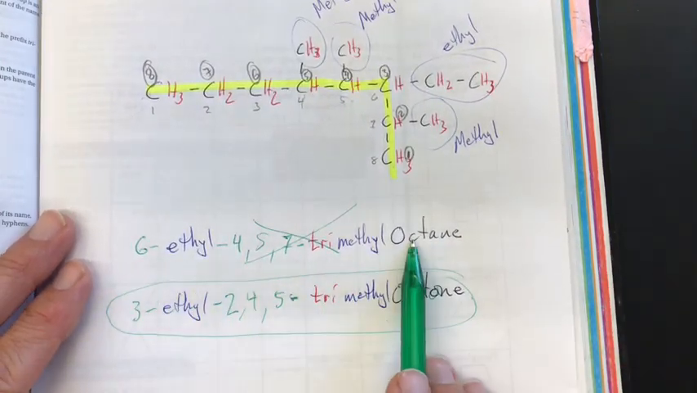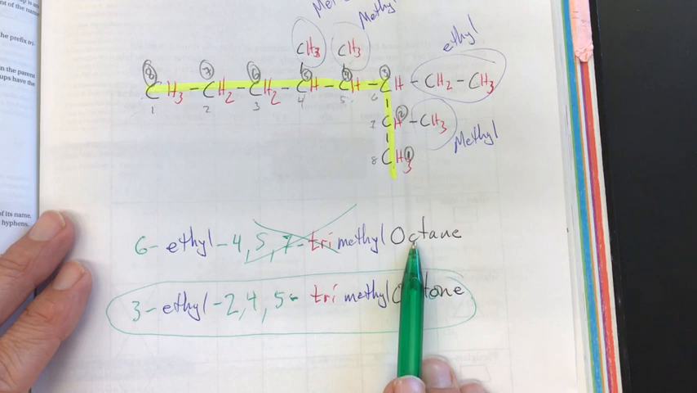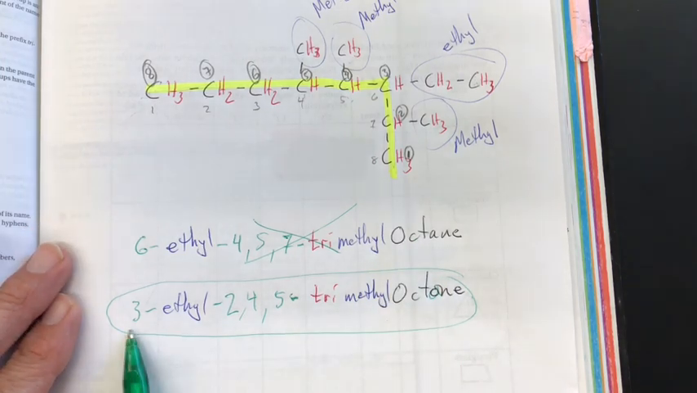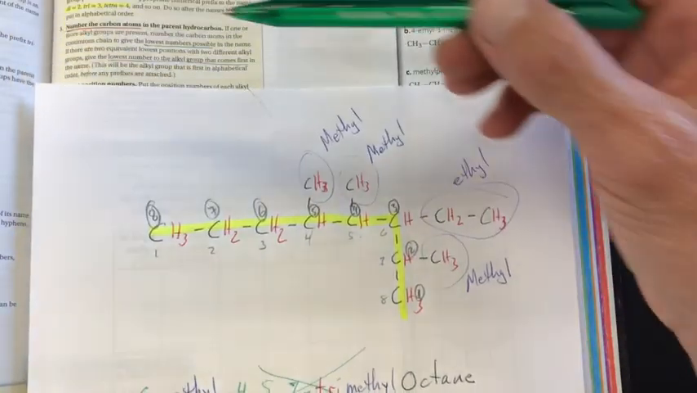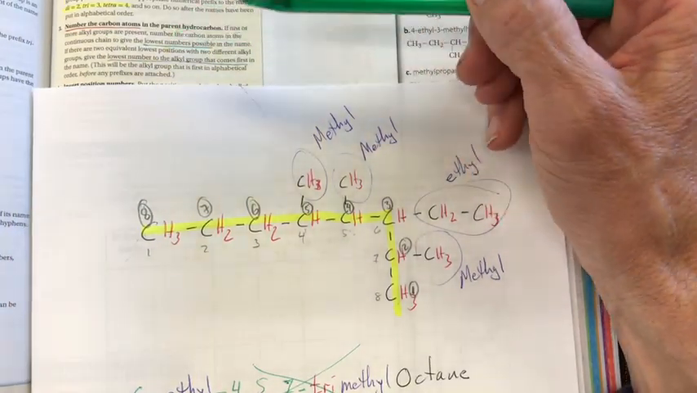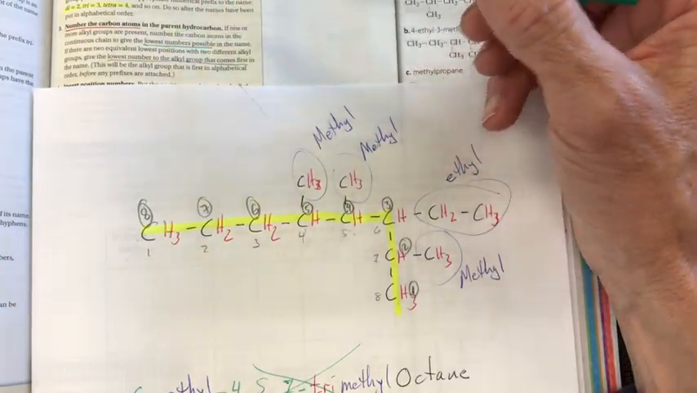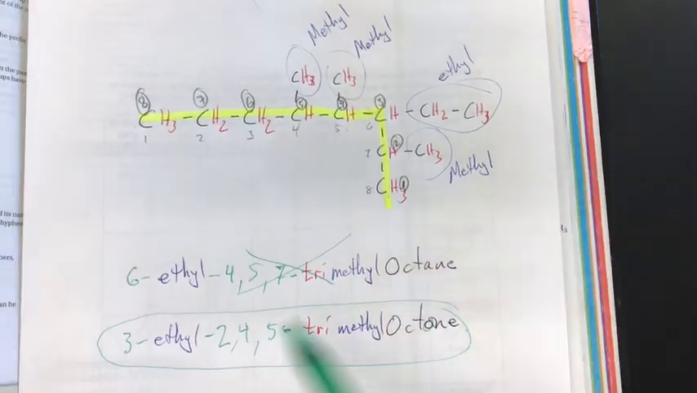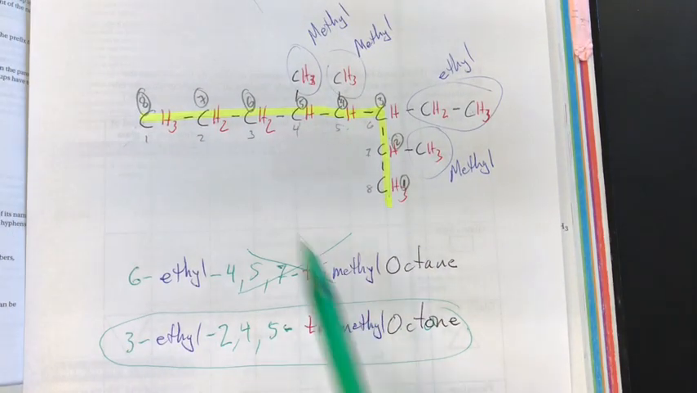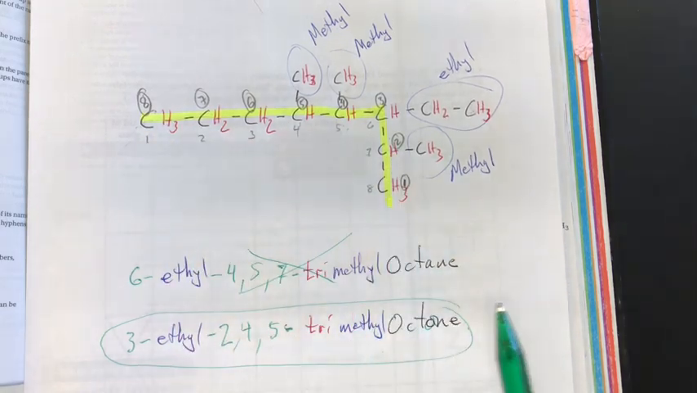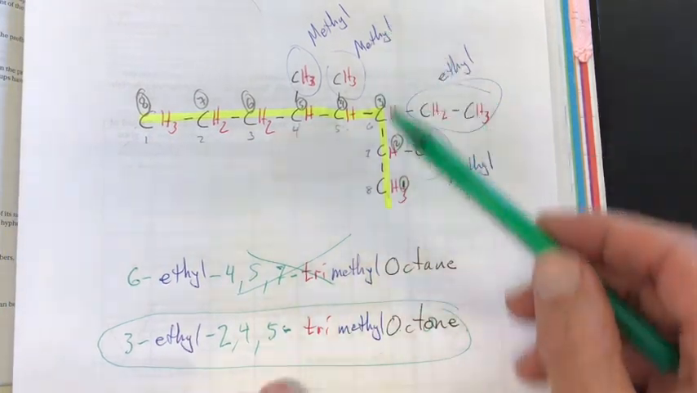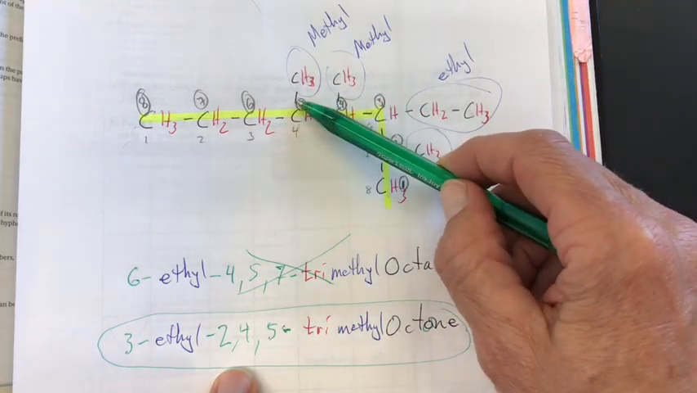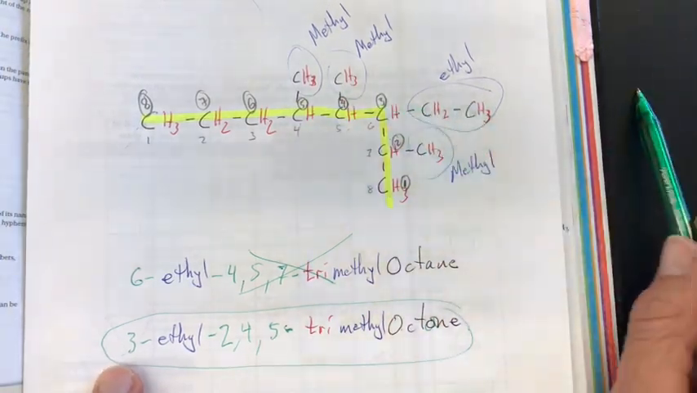If you were to name it this way, someone could figure out what you made, but they might wonder why you named it that way, because we've all agreed on these rules about the numbering for the hydrocarbons and the alkyl groups that are attached to them. This way, someone reading that name could say, oh, I've got an 8-carbon chain, and there's going to be 3 methyls attached at the 2, 4, and 5, and an ethyl at the 3.